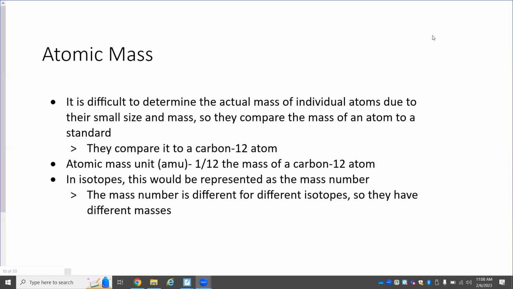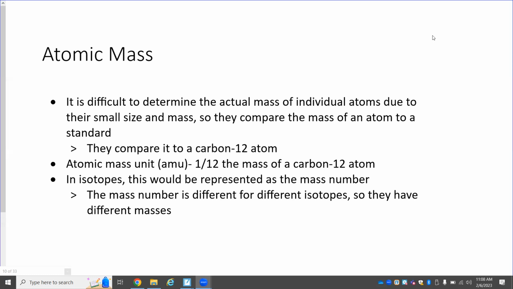So when looking at atomic mass, it's difficult to determine the actual mass of individual atoms due to their small size and such a small mass. You can't just pick up one atom, put it on a scale, and figure out what the mass of that one atom is. So we compare the mass of an atom to a standard. Our standard that we use is a carbon-12 atom.